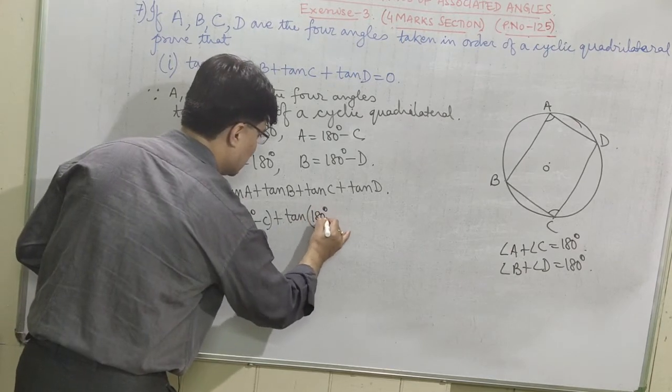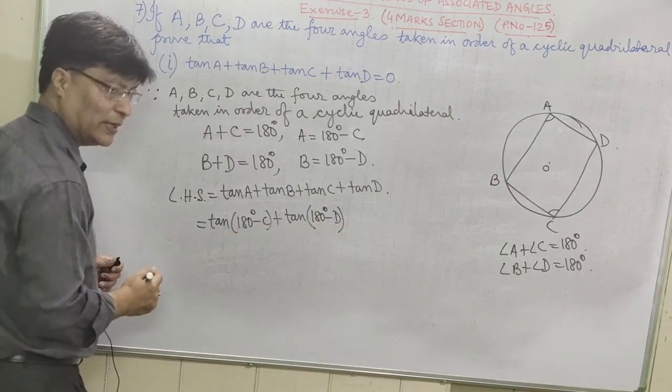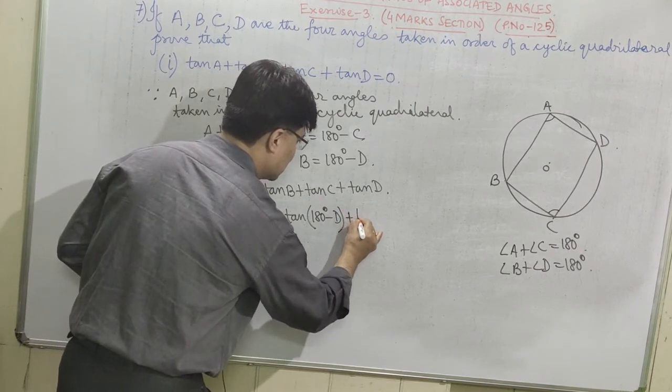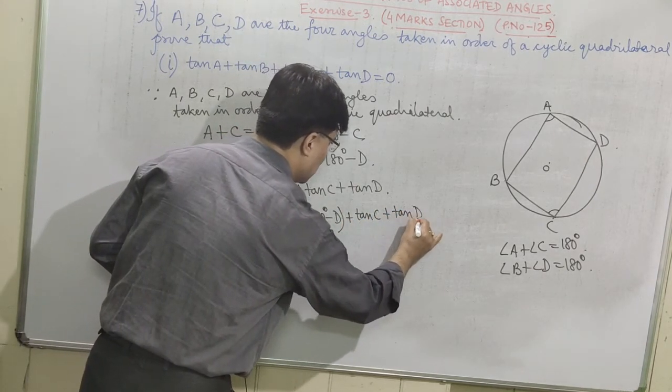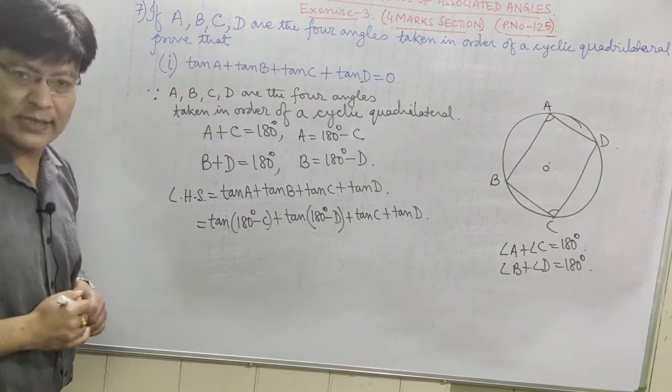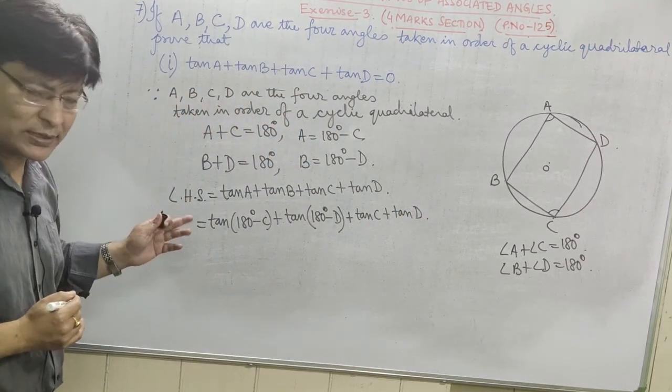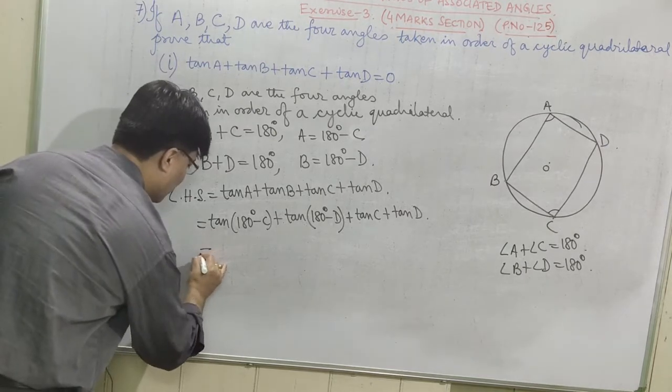It is 180 degree minus D. Okay, then write down plus tan C plus tan D. Is that clear to all of you? I think you have understood it. So let us write down the formula first.